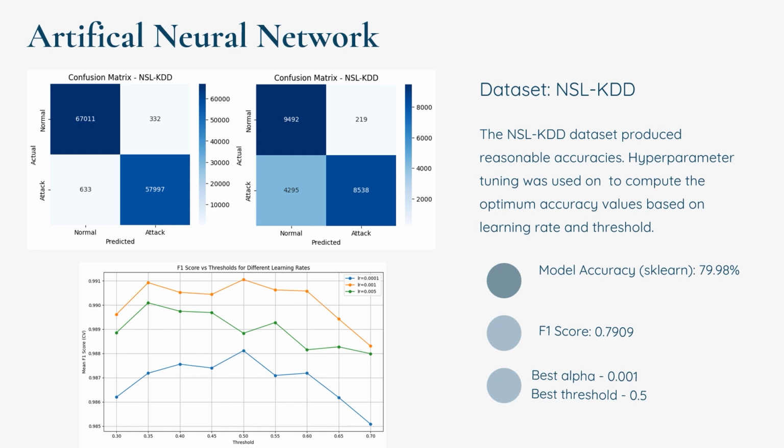I hyperparameter tuned the learning rate and threshold. The best learning rate was 0.001 and the best threshold was 0.5.